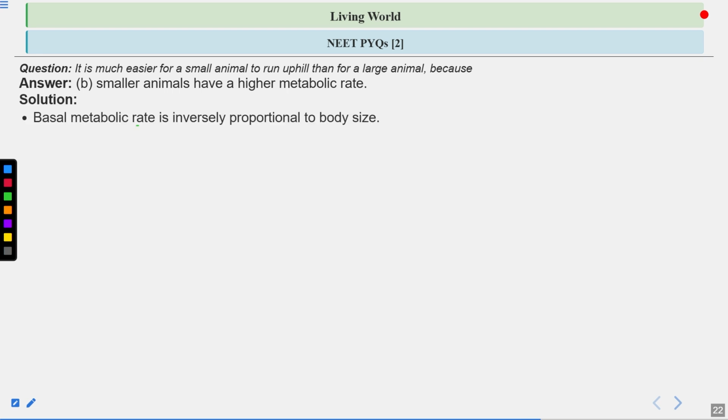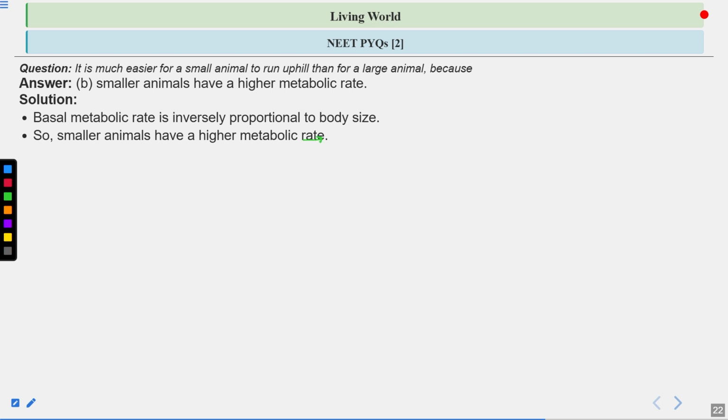Now, the basal metabolic rate is inversely proportional to the body size. So if the body size is small, then the metabolic rate will be high. If the body size is big or large, then the metabolic rate will be less. So they are inversely proportional. So smaller animals have higher metabolic rate.